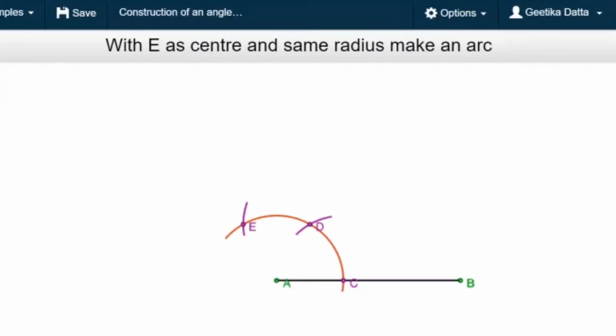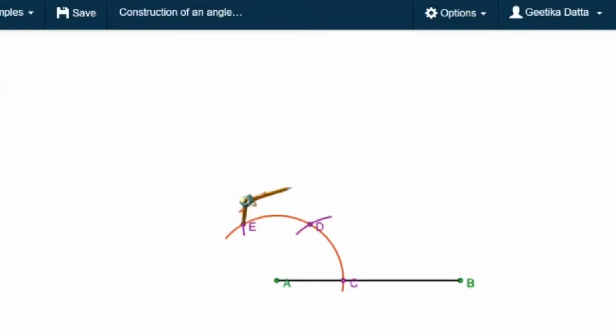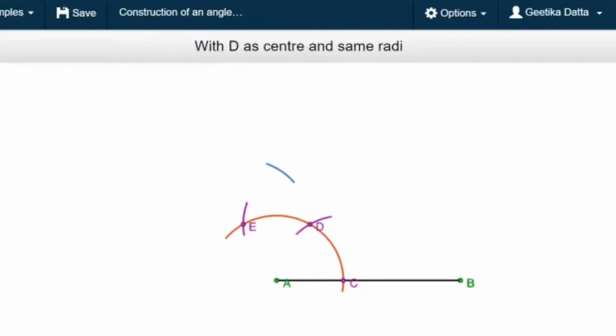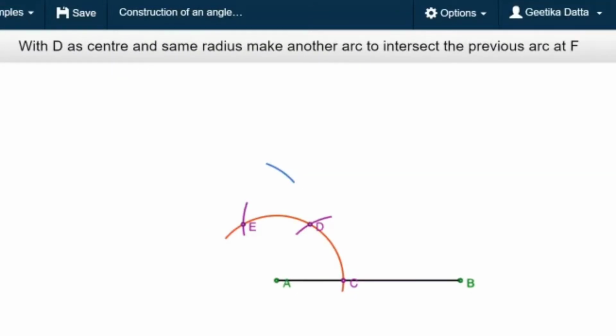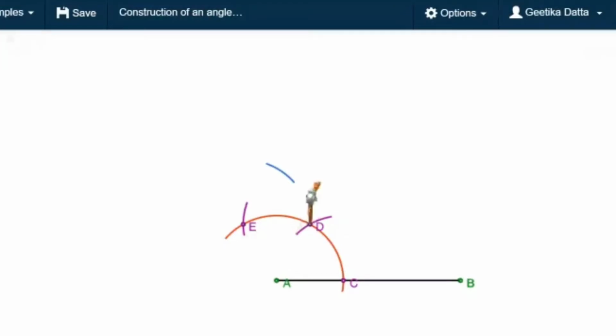So I bisect angle EAD to get an angle of 90 degrees. So for that, with E as center, I make an arc. With D as center and the same radius, I cut this previous blue arc to intersect it at point F. I join A and F. Then angle FAB will be the 90-degree angle.